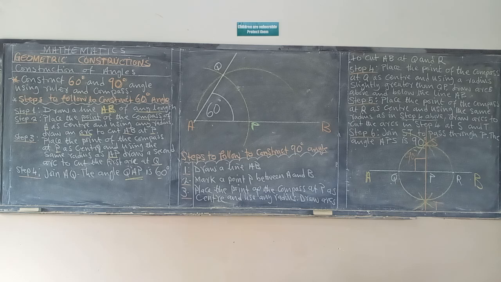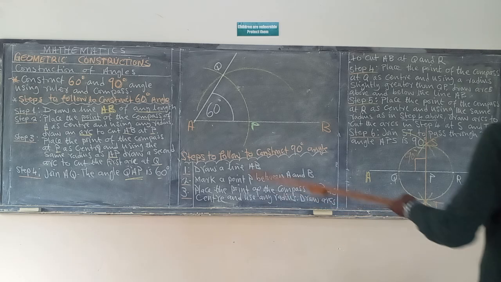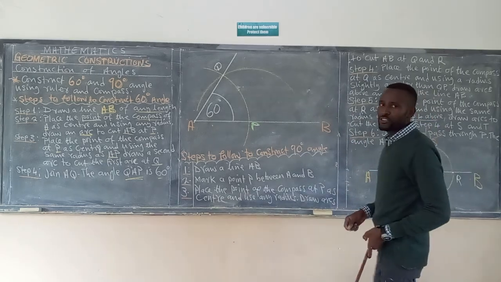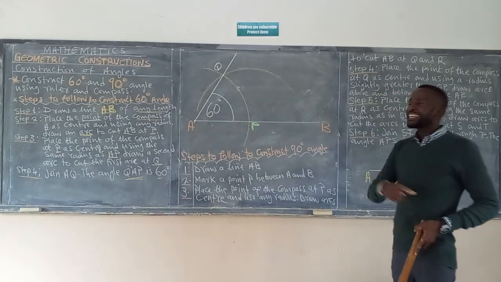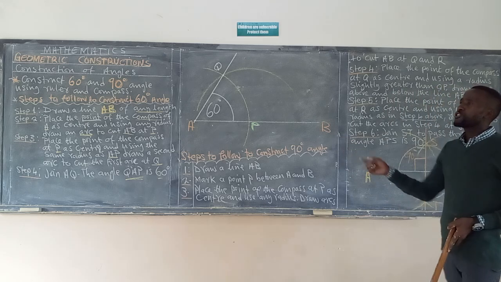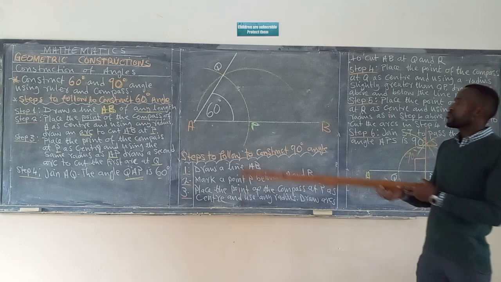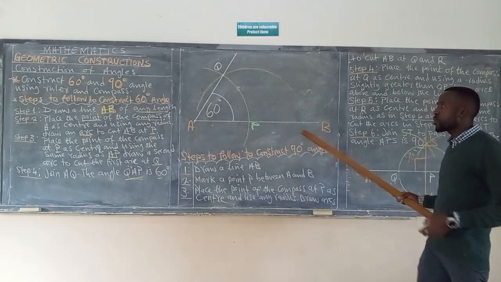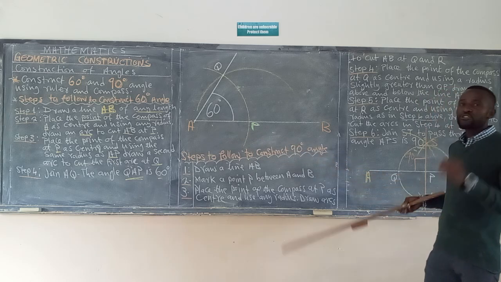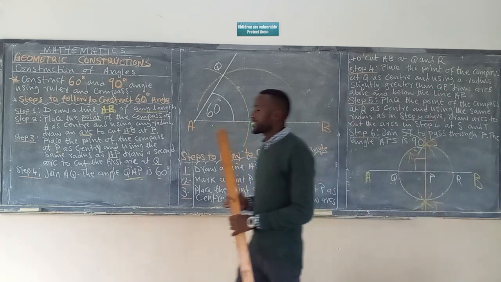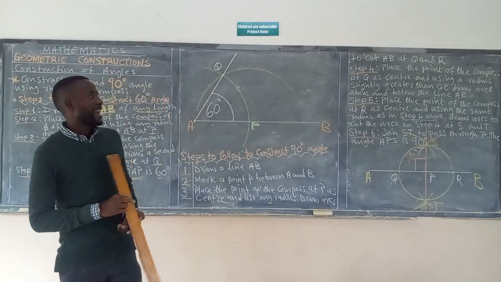Remember, when they tell you to construct any angle, the first thing to do is to draw a line AB. Once you draw a line AB, then you can construct any angle of your choice. If they say construct a 150, construct a 200 angle, construct a 360 degrees angle, you can still construct it as long as you have first drawn AB as your start point. Okay, so let's hope this has made sense to you and it is easy.